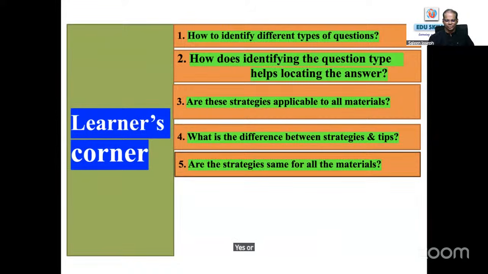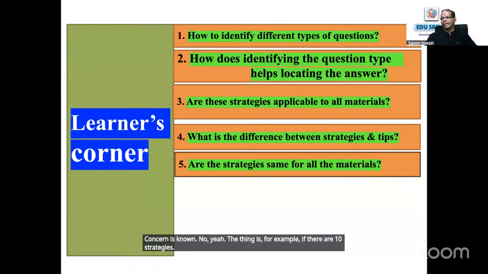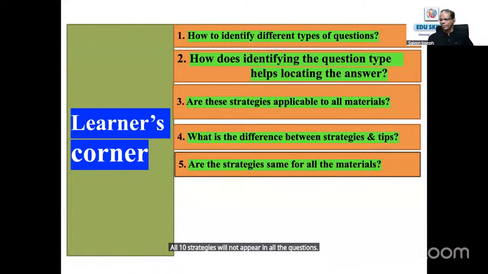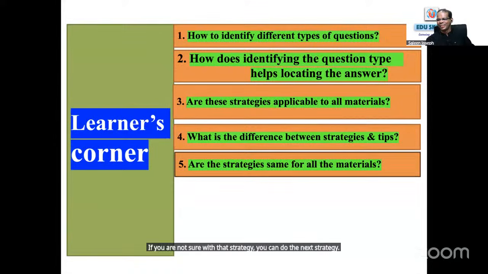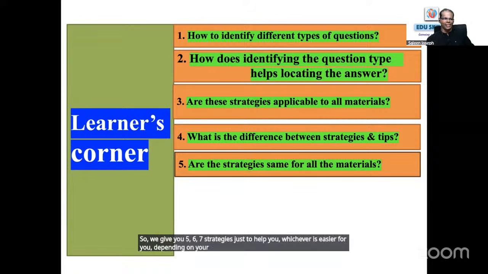Are the strategies the same for all the materials? Yes or no? No. The thing is, for example, if there are 10 strategies, all 10 strategies will not appear in all the questions. But most of the questions definitely will have more than 4 strategies. Sometimes we have dealt with 7 strategies in one question. You require only one strategy. If you are not sure with that strategy, you can do the next strategy. So we give you 5, 6, 7 strategies just to help you. Whichever is easier for you, depending on your competency, you can reach this.